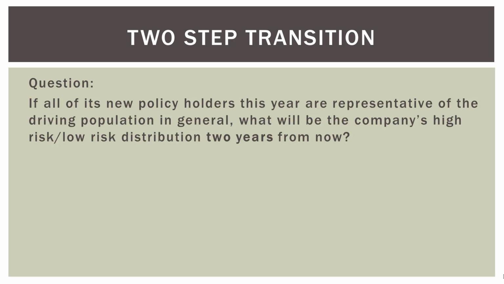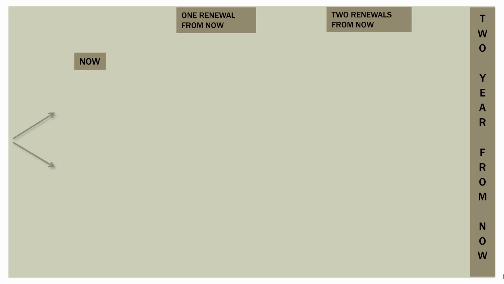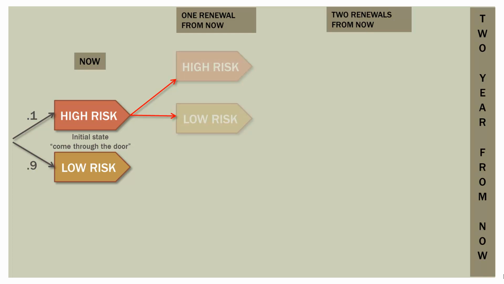Okay, now let's talk about two steps. So all we do here is change one phrase at the end. So if all the new policyholders are represented by that 0.1 and 0.9 initial distribution, what will be the company's high risk, low risk distribution 2 years from now? So we just did 1 year. Now we want to look at 2 years. So we set up a probability tree the same way. So this is all the same that you've seen up to this point. Nothing new here.